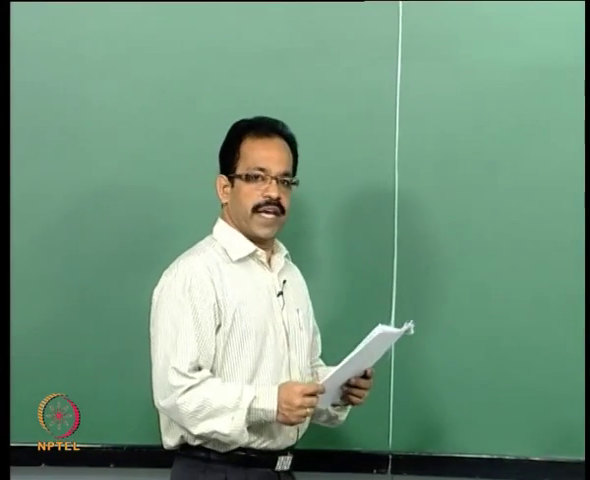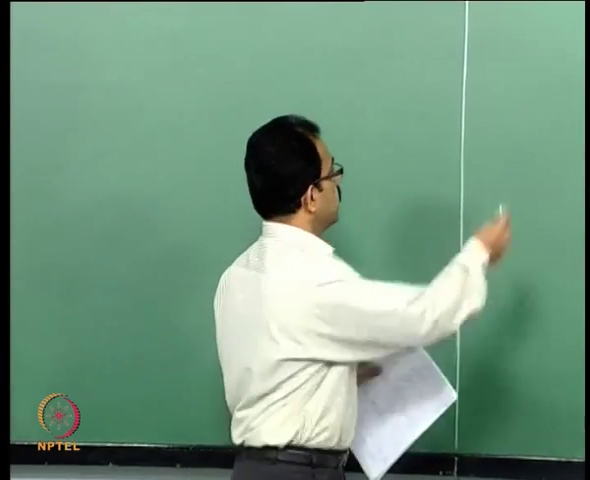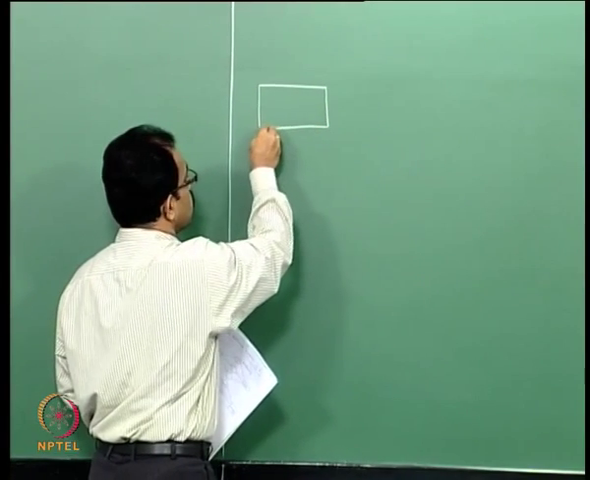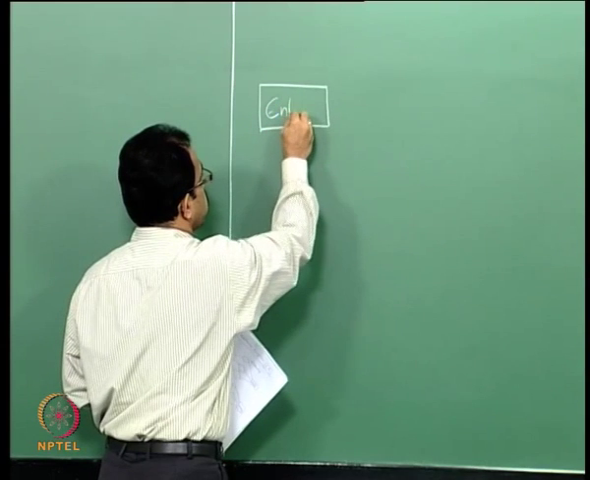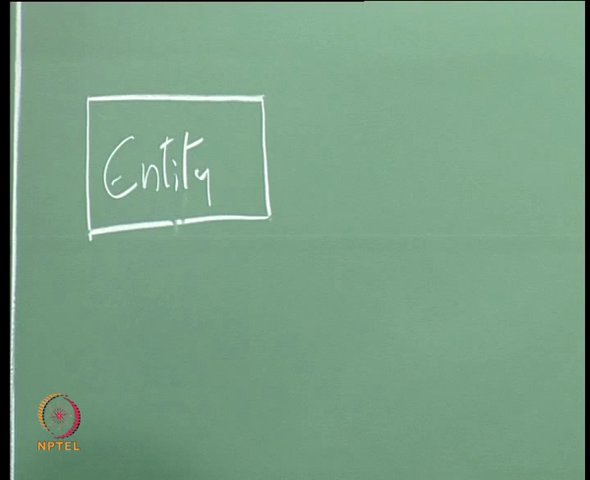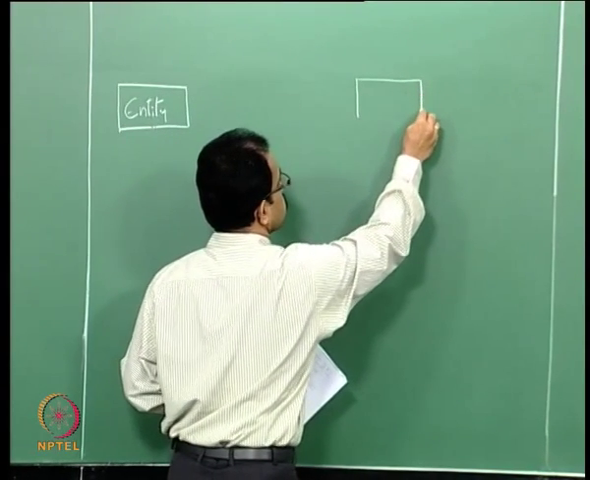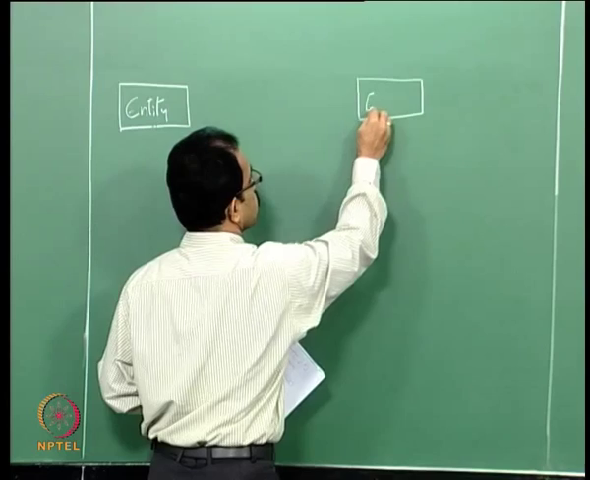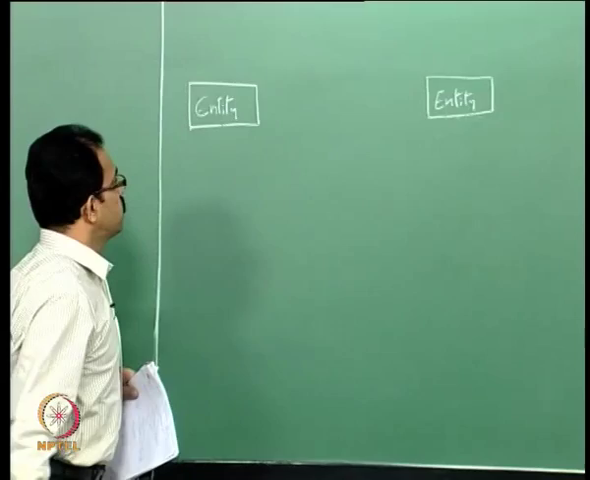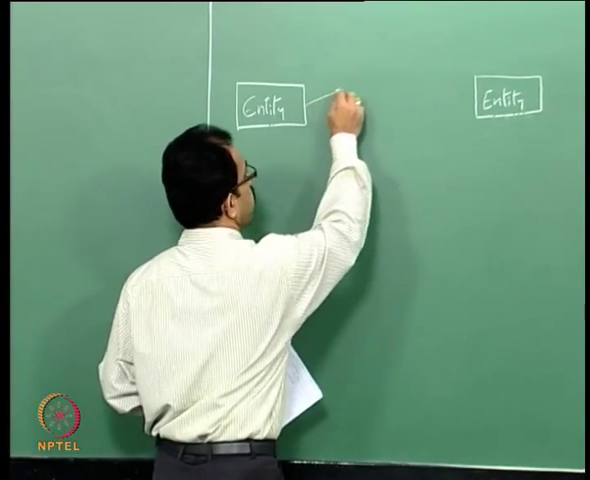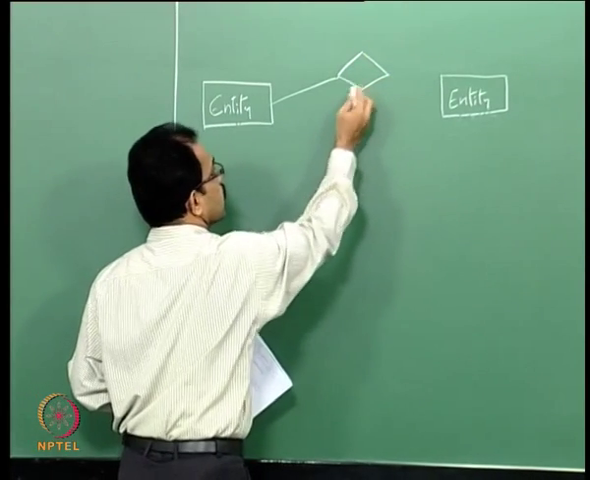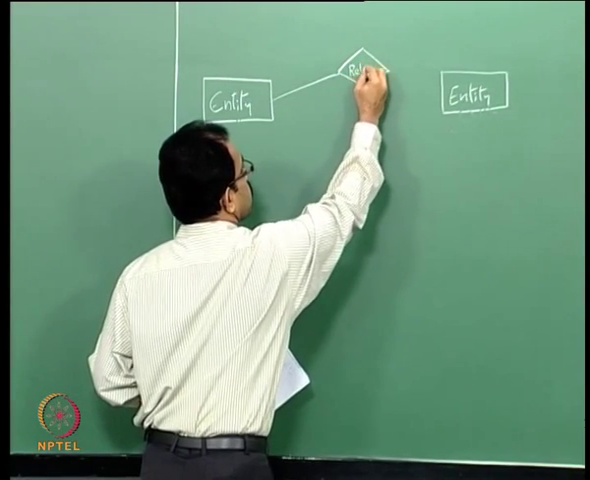In an entity relationship diagram, all the entities are represented using a square block. So, this is the entity, and the relationship between two entities. So, we have another entity over here. The relationship between these two entities is represented using a diamond shaped box. So, this is the relationship.